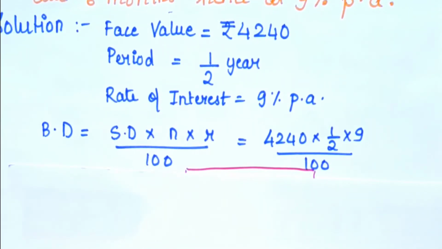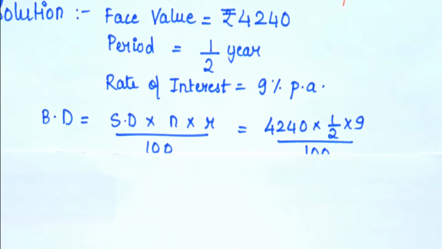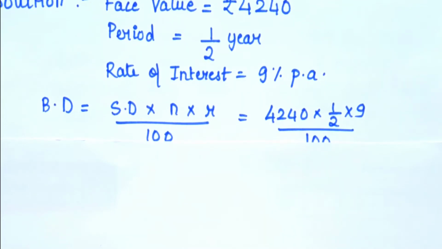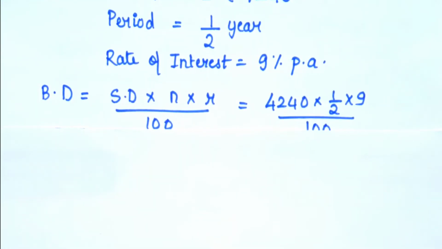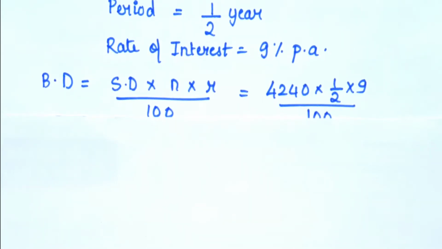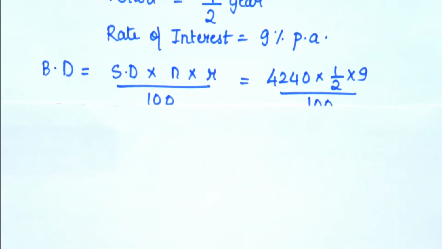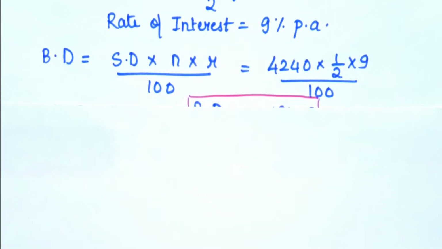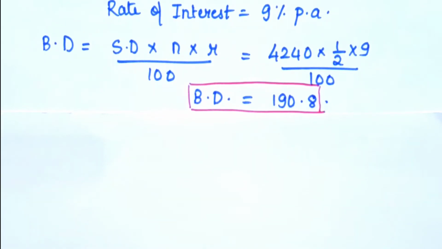The first formula that we'll be using is to find the banker's discount. Why? Because we know one thing about the face value. Face value is equal to the sum due. So, instead of sum due, we can write the face value, which is given to you as 4,240. You replace n by the period and r as the rate of interest given to you. Divided by 100, you'll get the banker's discount. Please check your answer if you're getting the same value as I have got.